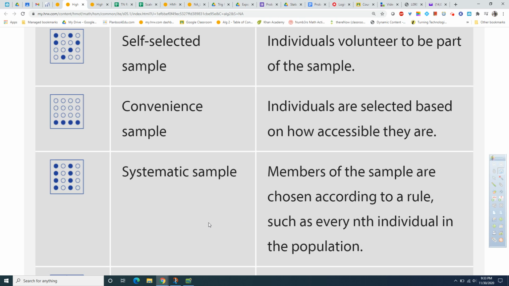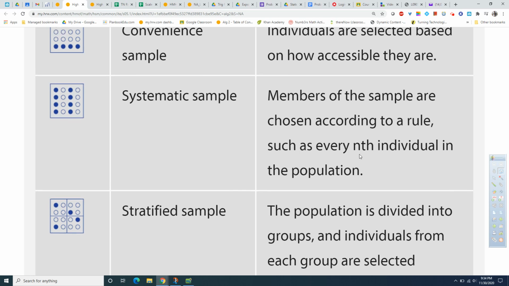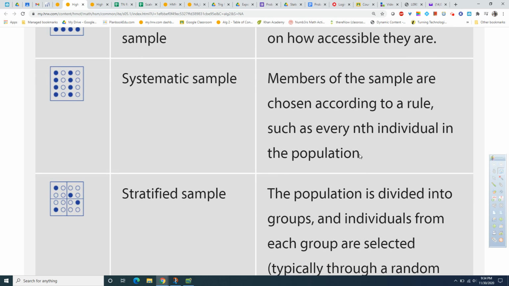And then there's a systematic sample. So convenience sample is also in the bias section. So self-selected and convenience in the biased. Now systematic is not so bad. You see here we got these systematic patterns. It's every other column. And so in a systematic sample, members of the sample are chosen according to a rule, such as every nth person, like every fifth person or every 10th person in a population. Okay. And then now it gets kind of murky a little bit. But those are the most normal kind.